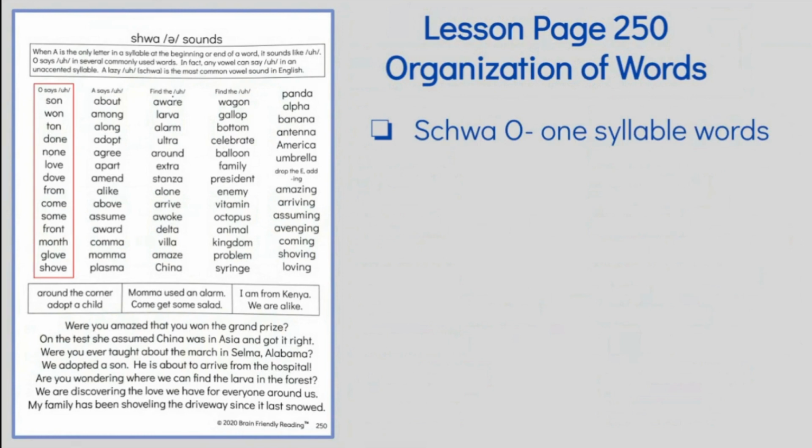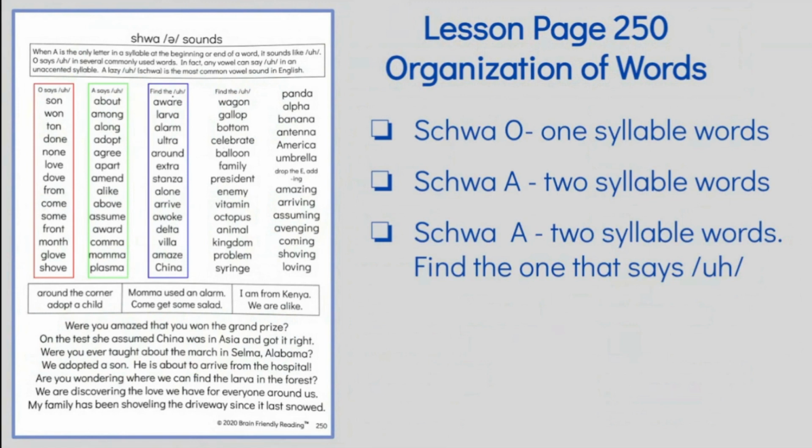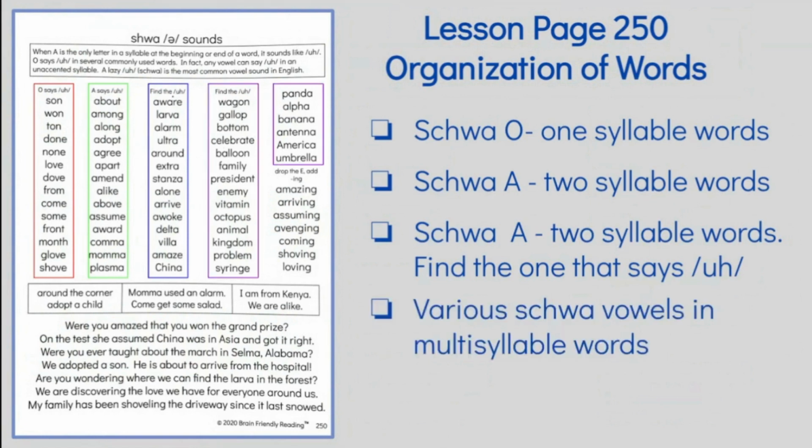The first column includes one-syllable words with schwa o. The second column includes two-syllable words with schwa a. The third column continues with two-syllable schwa a words, where students must find the one that is schwa. The fourth section has multi-syllable words with various schwa vowels that include a, o, e, i, and y. And the final section includes vowel-consonant-e words with schwa vowels and the ing suffix.